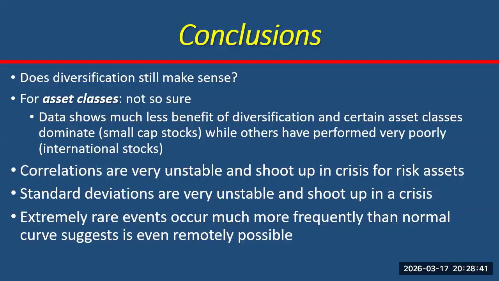But it's one assumption for correlation, one assumption for standard deviation for each of these asset classes that we know is pretty unreliable. And then the other problem is these extremely rare events occur much more frequently than they should. So what we're telling our client is the risk. That's true as long as 2008, 2020, 73, 74, 1987, as long as those never happen again, you're in good shape.